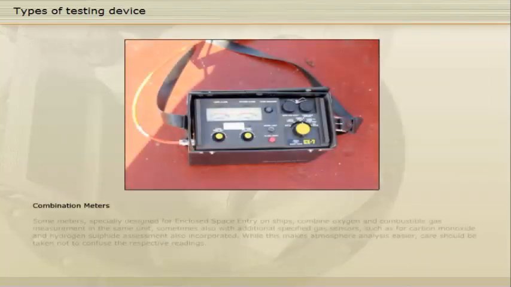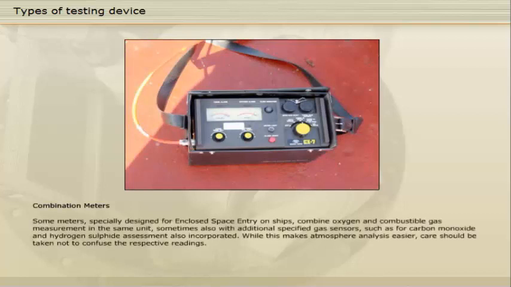Some meters, specially designed for enclosed space entry on ships, combine oxygen and combustible gas measurement in the same unit, sometimes also with additional specified gas sensors, such as for carbon monoxide and hydrogen sulfide assessment, also incorporated. While this makes atmosphere analysis easier, care should be taken not to confuse the respective readings.